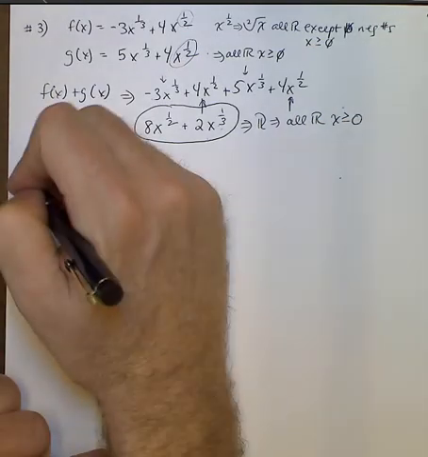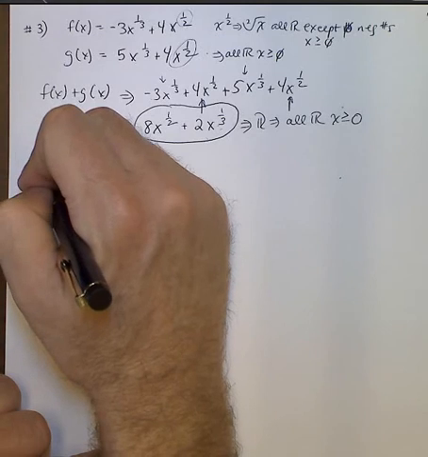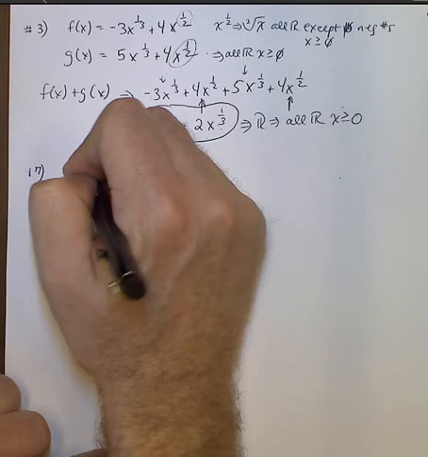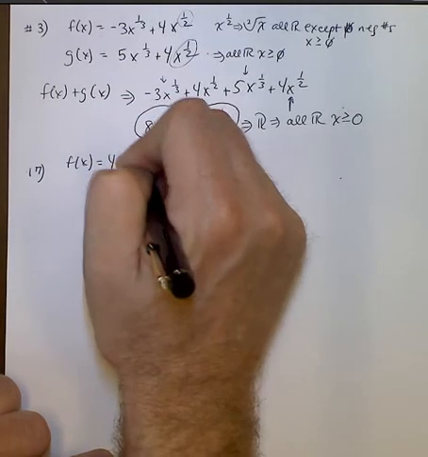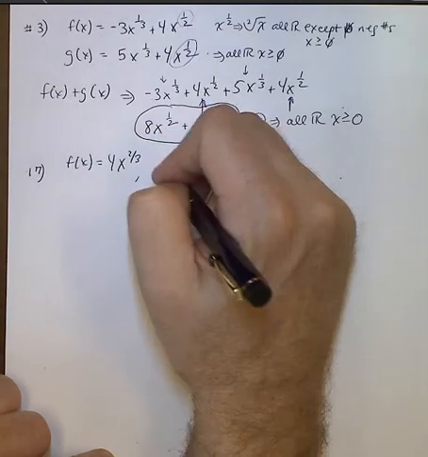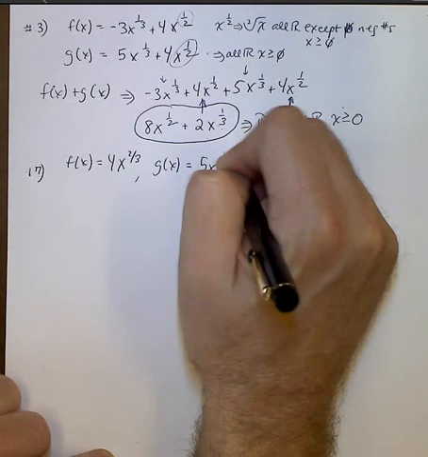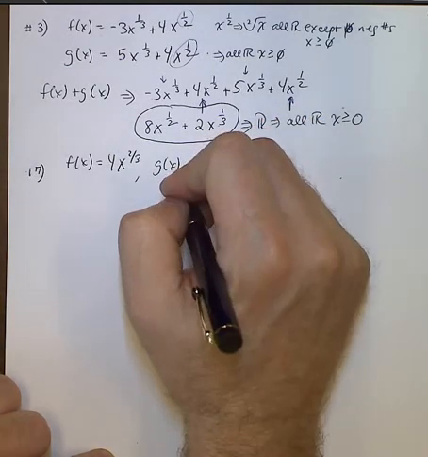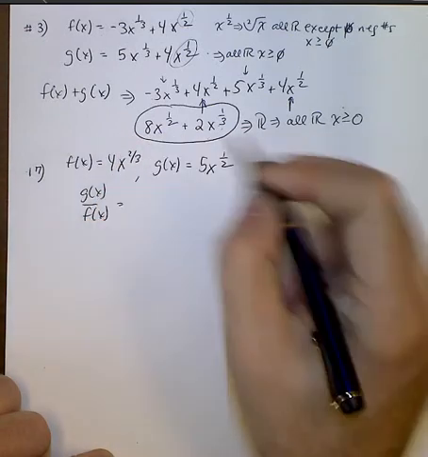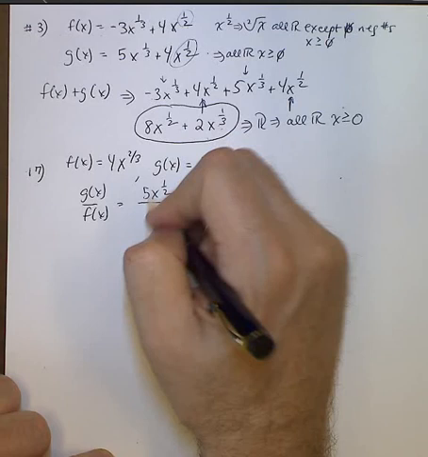Let's do another one. I will do 17 actually. F of x equals 4x to the 2/3. G of x equals 5x to the 1/2. And in number 17, we're going to do g of x over f of x. Alright, well g of x is 5x to the 1/2. F of x is 4x to the 2/3.